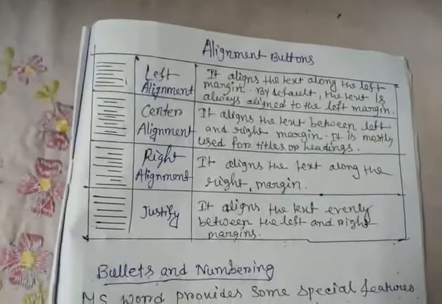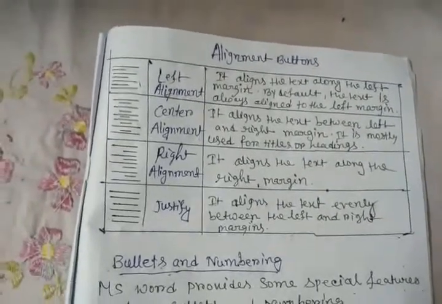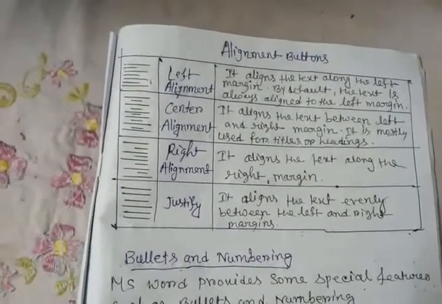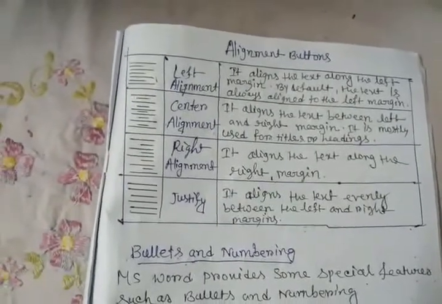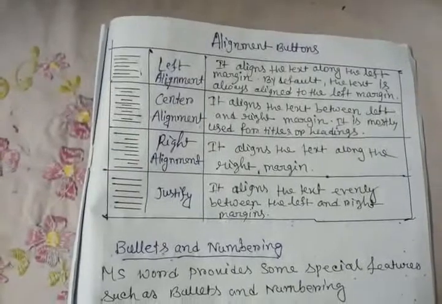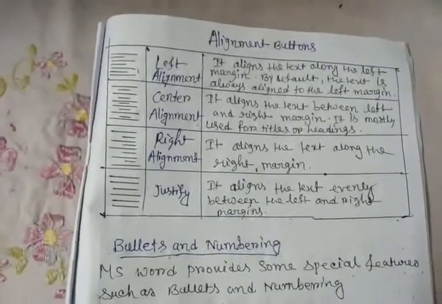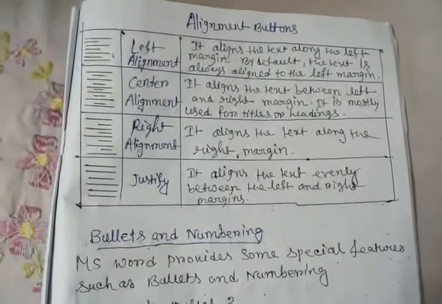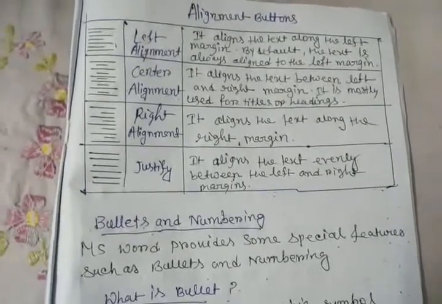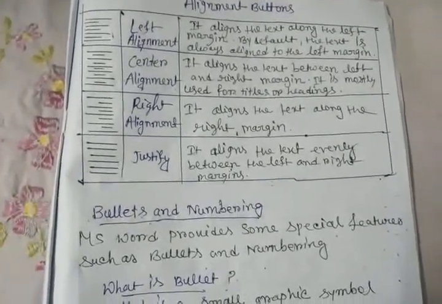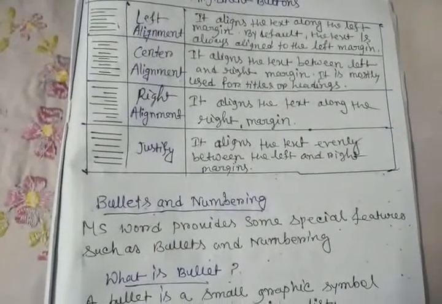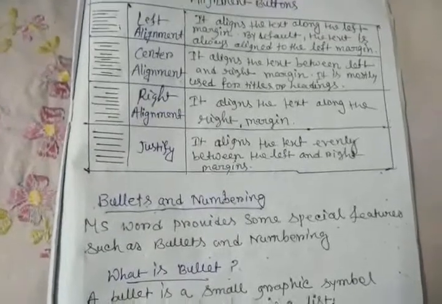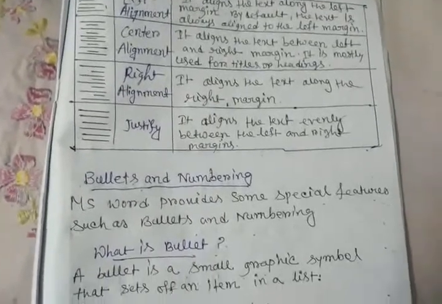Left alignment is generally used to align the text along the left margin. By default, the text is always aligned to the left margin. If you use center alignment, it aligns the text between the left and right margin. It is mostly used for a title or heading. Right alignment generally aligns the text along the right margin. Justify aligns the text evenly between the left and right margin.